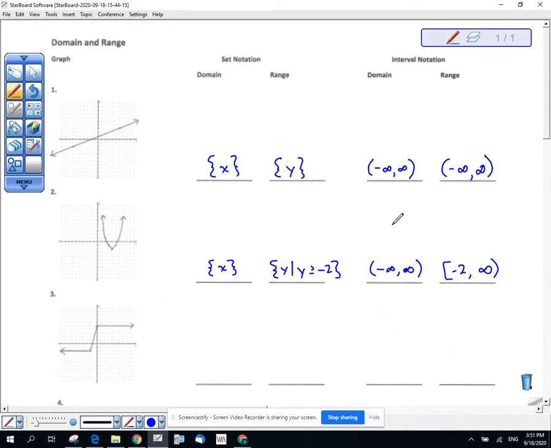The parenthesis means you don't include that number, and infinity is technically not a number. So that's why they use parentheses, not a bracket. If you use a bracket, you'd be saying, hey, we got to infinity. You can't get to infinity, though. But that's what this means, and it's in both domain and range for the line.